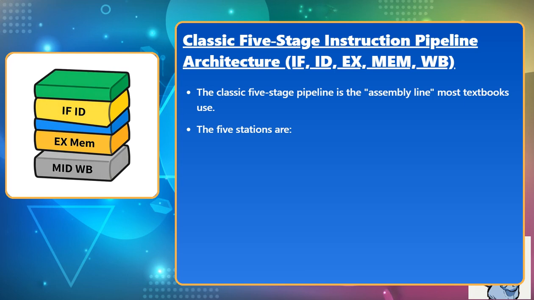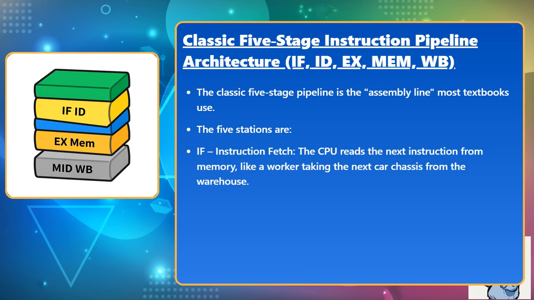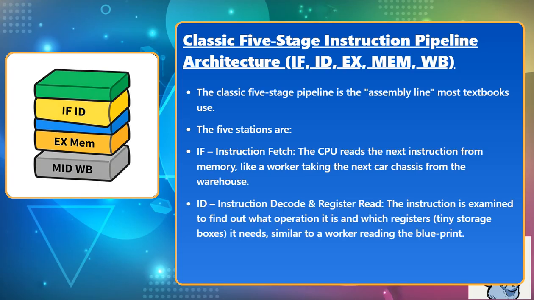The 5 stations are: IF, instruction fetch. The CPU reads the next instruction from memory, like a worker taking the next car chassis from the warehouse. ID, instruction decode and register read. The instruction is examined to find out what operation it is and which registers, tiny storage boxes, it needs, similar to a worker reading the blueprint.